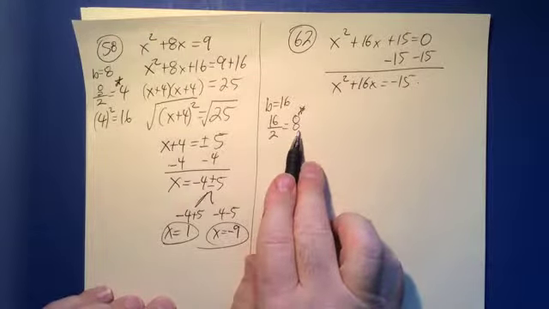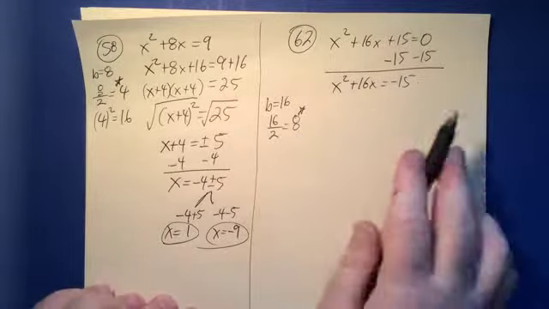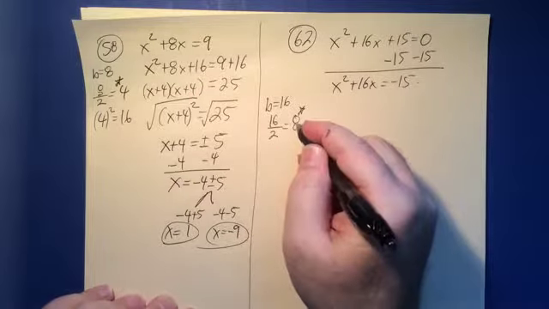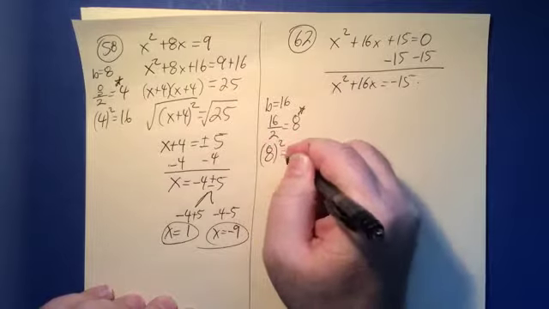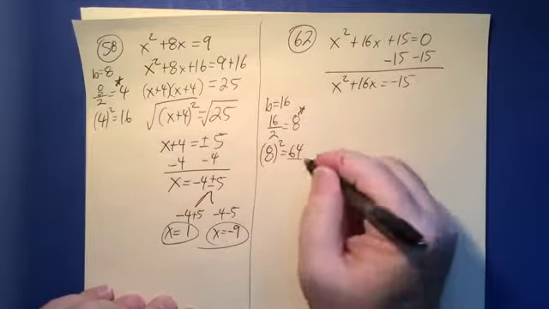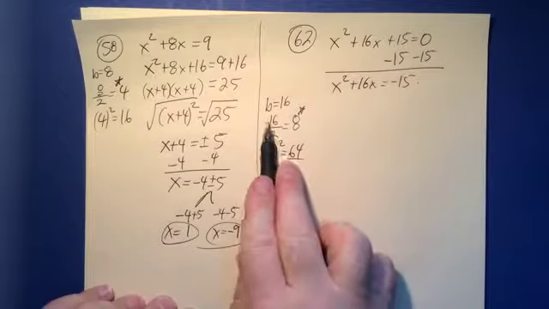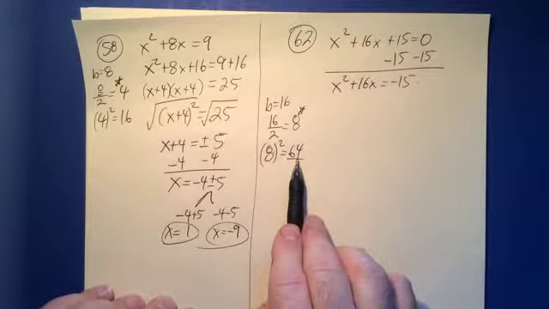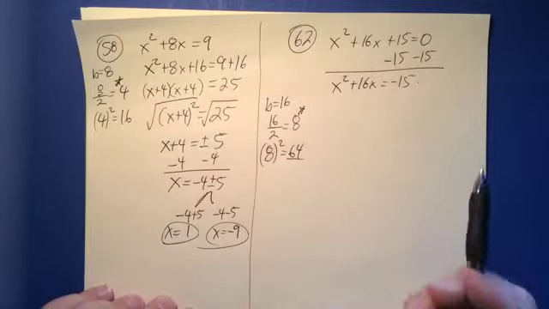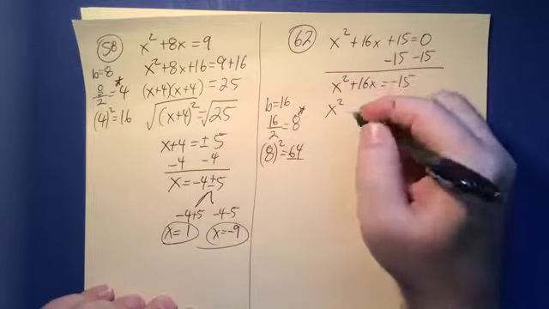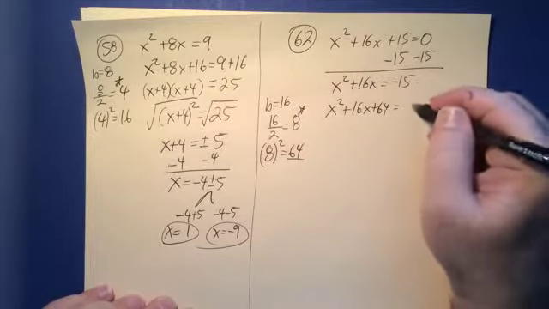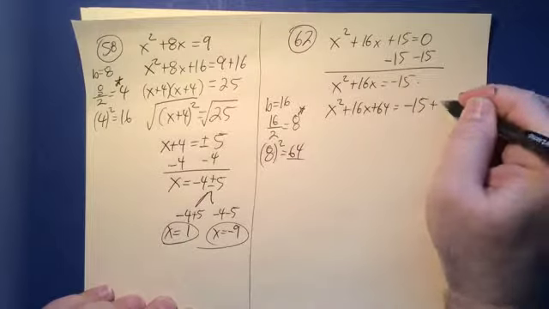Now I'm going to jump to this step more directly this time, and I kind of show you how to shortcut to this. Once I take the value of 8, I'm going to square that, and I'm going to get 64. So the number I get as a result of taking the b term, dividing it by 2, and then squaring it, this is the number I'm going to add to both sides of the equation. So now I'm going to write this as x squared plus 16x plus 64 is equal to negative 15 plus 64.